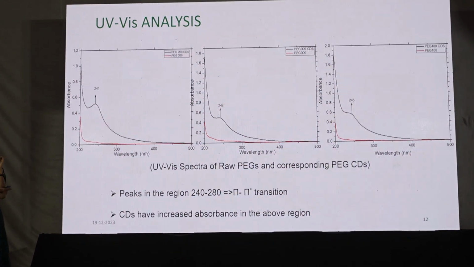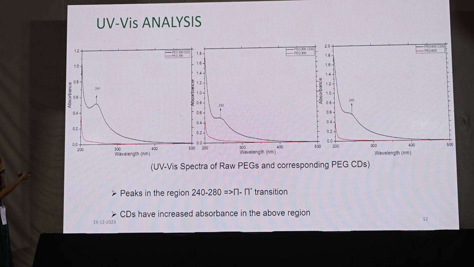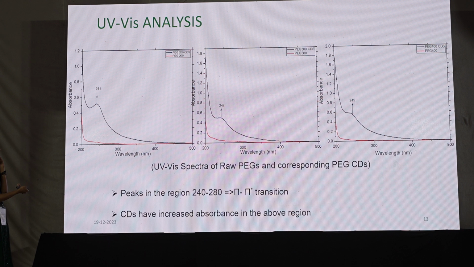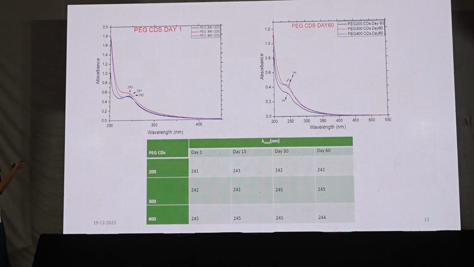Optical characterization of the carbon dots we can confirm through UV visible analysis. The red colored curve is of raw PEGs, and the black colored curve is of the carbon dots. From the picture itself, it is clear that the raw PEGs show not much UV absorbance. On the other hand, the carbon dots have well-defined peaks in the range of 240 to 245 nanometers, varying from PEG 200 to PEG 400. Upon storage from day 1 to day 50, there is not much change in the wavelength of the UV spectra. So from the UV analysis itself, it is clear that the carbon dots are stable.